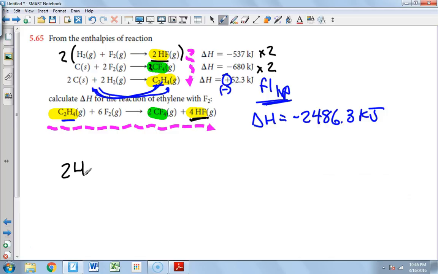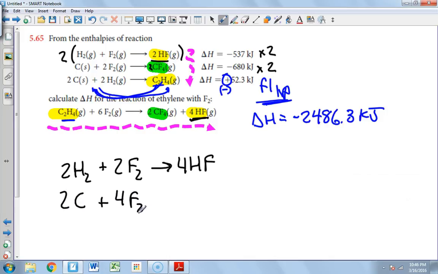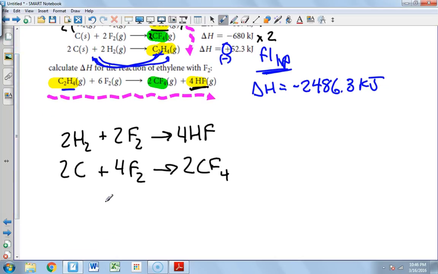So it's 2H2. I'm going to leave states off because it just takes up a lot of space. It reacts to form 4HF. Now what did we do to the second reaction? We multiplied that by 2. So that's 2C plus 4F2 reacts to form 2CF4. Now the last one we flipped. So that's C2H4 reacts to form 2C plus 2H2.